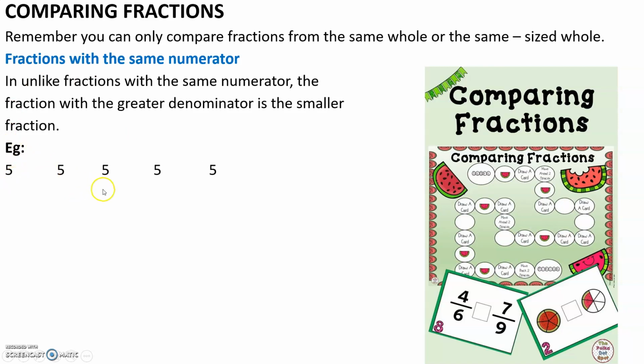See, 5 upon 6, 5 upon 12, 5 upon 7, 5 upon 16 and 5 upon 13. Now we need to find out our ascending order first. So ascending order is what? Small to big. So we need to find out the number which is smaller.